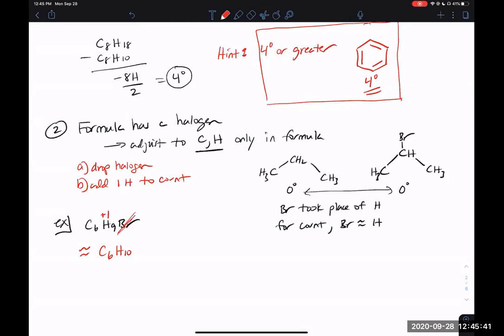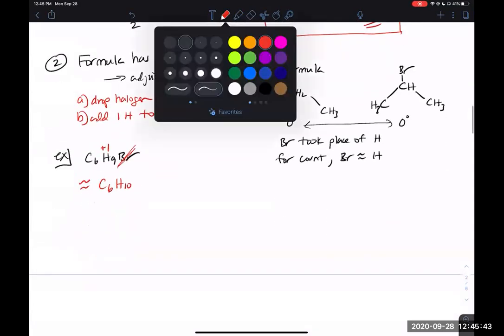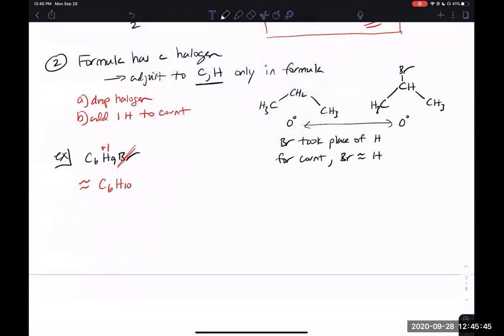Okay, now let's go ahead and get the degrees of unsaturation. Once you've done that, the problem is very redundant. If it were saturated, it would be C6H(2N plus 2). 6 times 2 is 12, plus 2 is 14. Mine is C6H10. So I'm missing 4 H's, divided by 2, is 2 degrees.